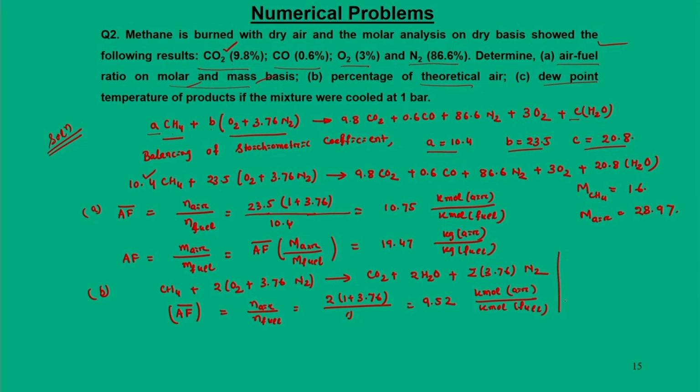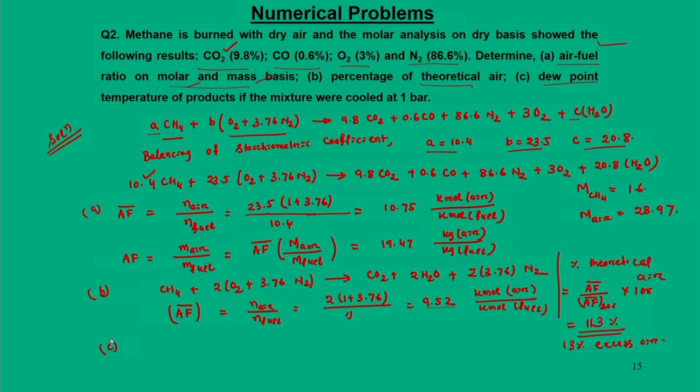So, percentage of theoretical air would be AF bar by AF bar stoichiometric into 100. So, it is 113, that is 13% excess air, by putting this number 10.75 divided by 9.52.